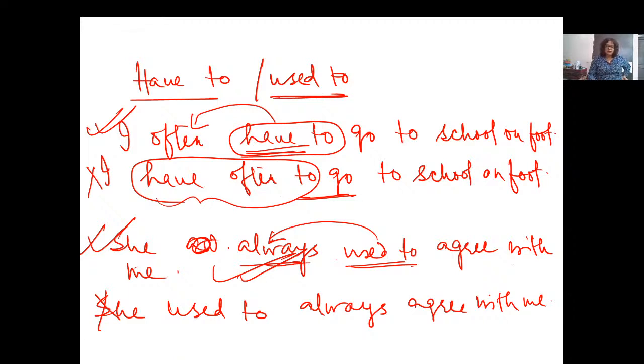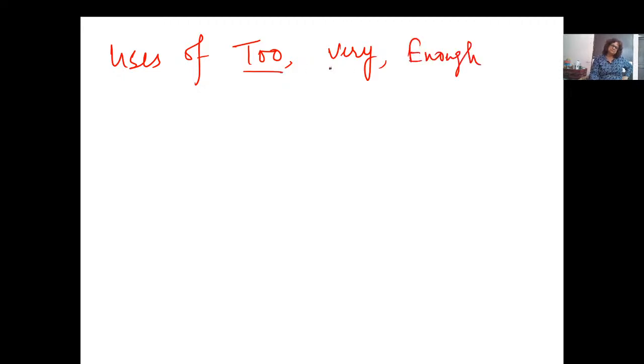Next, another concept I want to discuss with you. These are the uses of to, very, and enough. To, very, enough. This is another important and very important portion, because there are a lot of confusing words. When and where we have to use to, and what is the use of very, what is the use of enough. These all are part of our discussion.